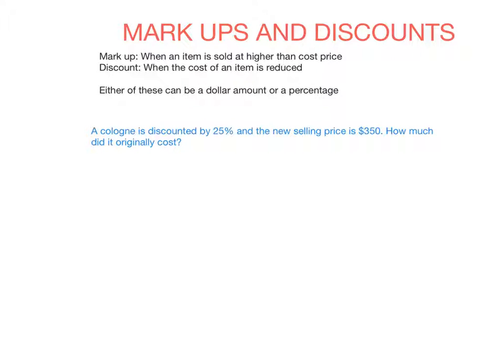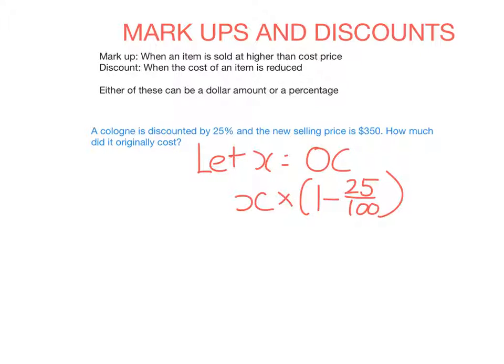Again, I'm going to show you how to do it formally, but of course there will be a quicker way to do it that I'll show you. We don't know what it originally costs, and we want to find that out. So let's just let x equal the original cost. This is the cost before it was discounted. What I've done is I've taken the original cost and I have decreased it by 25%. Remember, that's the same as timesing by 1 minus 25 over 100. Now I was told in the question that that new price is $350.